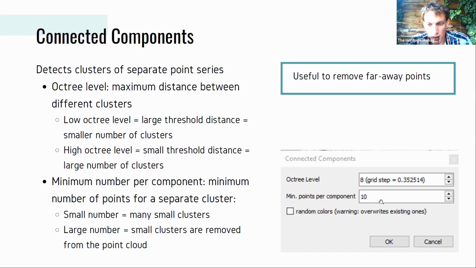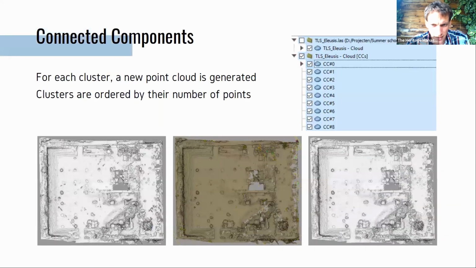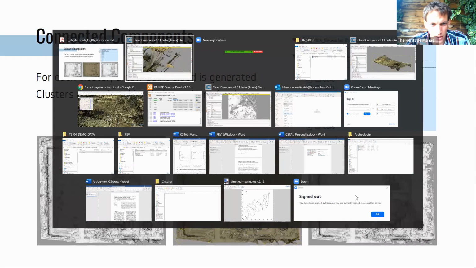And what is a cluster in that case? That is a point cluster, or a series of points that are within 35 centimeters in this case, and that have more than 10 points available. Well, let's implement that technique here on our ELUSIS data, because this is very interesting.